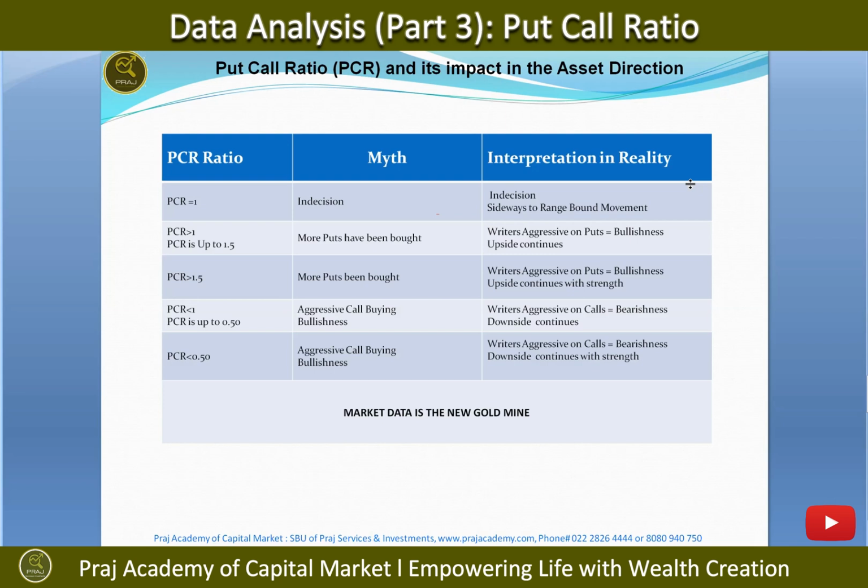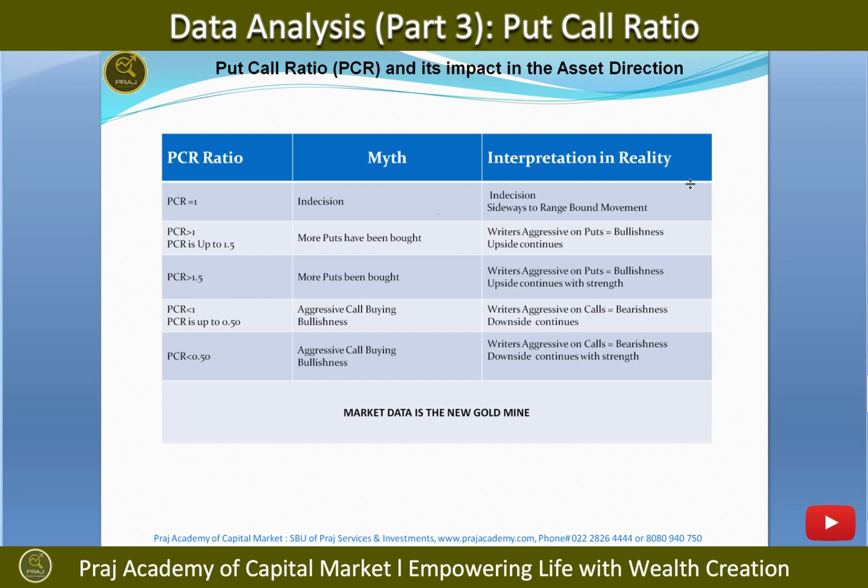Third scenario could be your PCR is more than 1.5. And the professional interpretation of that is writers are more aggressive on puts. That means the bullishness or upside continues with strength.